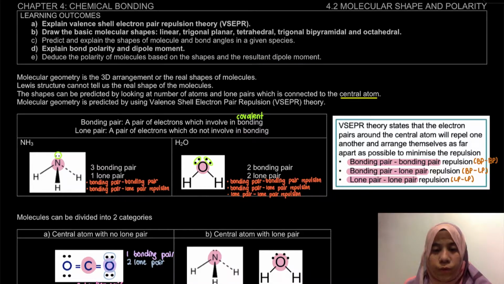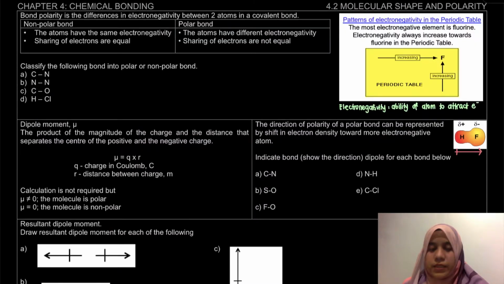Before we learn about resultant dipole moment, we will learn first what is bond polarity and the dipole moment. On your notes, it will be on page 16. First, let's learn what is bond polarity.